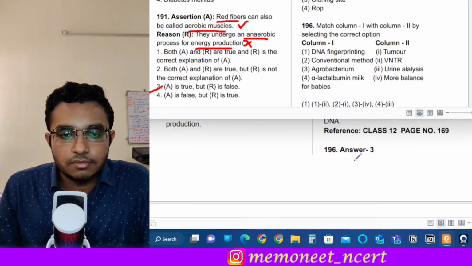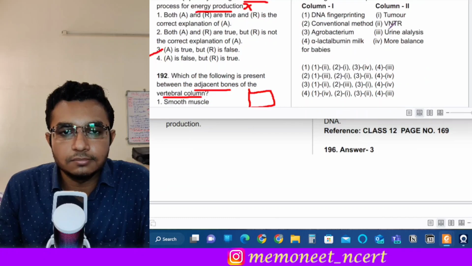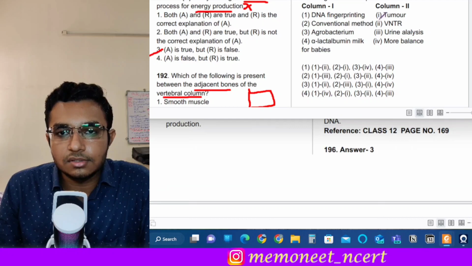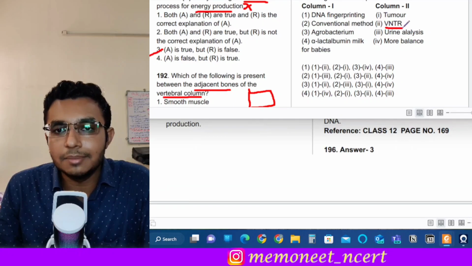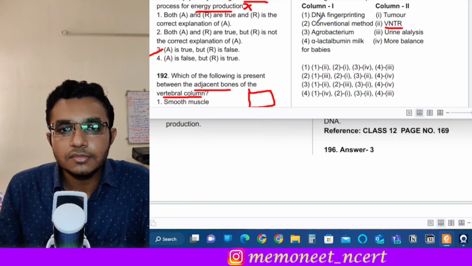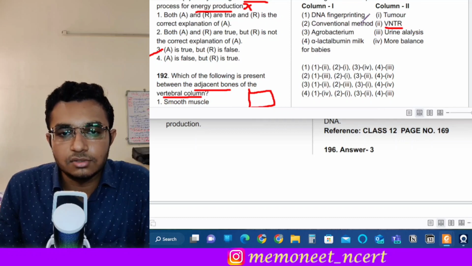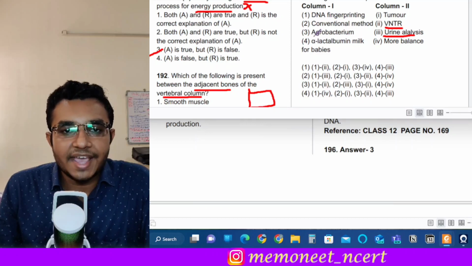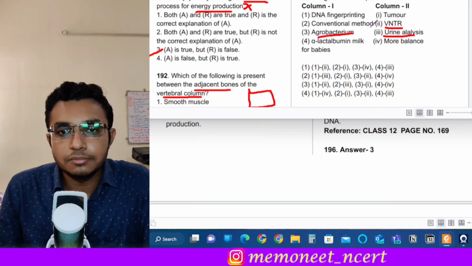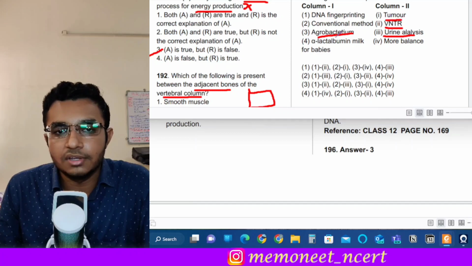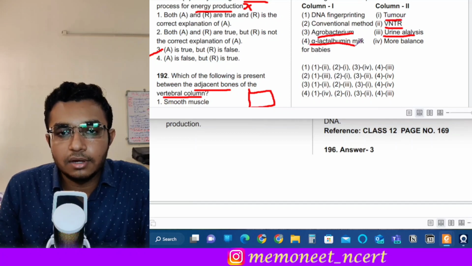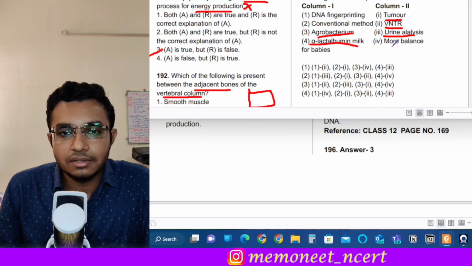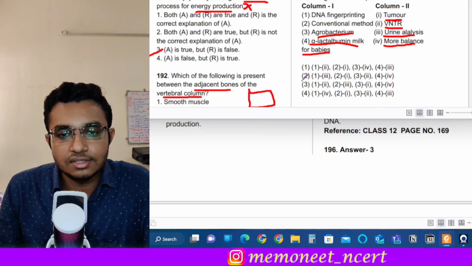The next question is question 196. It is match the following. First is DNA fingerprinting. DNA fingerprinting is associated with VNTR, that is variable number of tandem repeats. Next is the conventional method, which is urine analysis. Third is Agrobacterium. Agrobacterium tumefaciens produces a tumor. Next is alpha-lactalbumin milk. It provides more balanced food for the babies. So here the answer will be option 3.